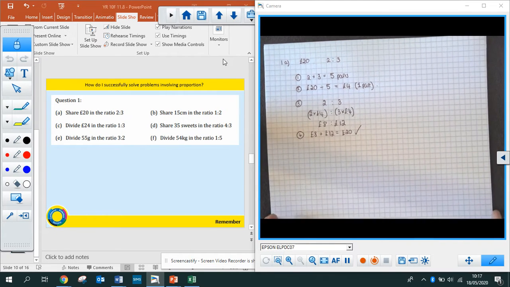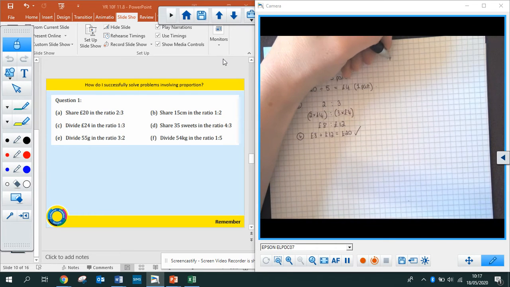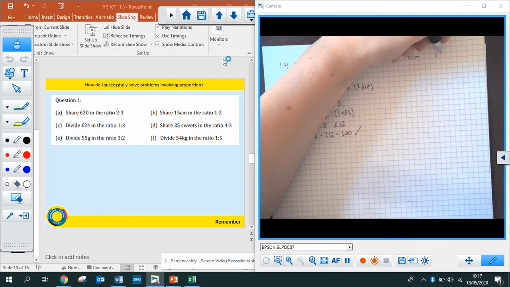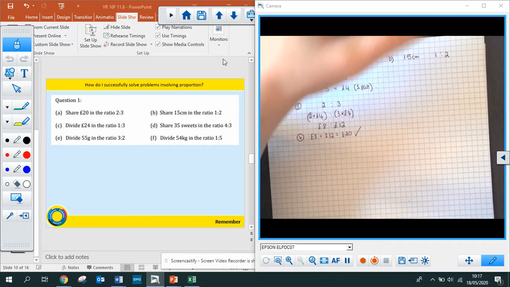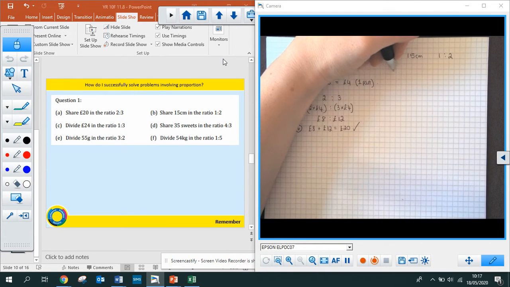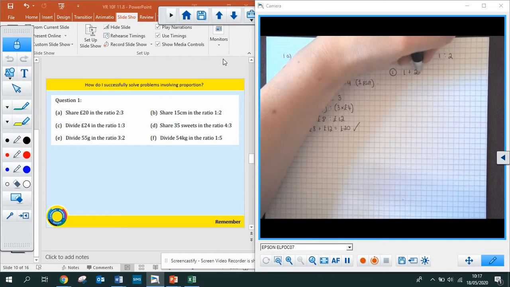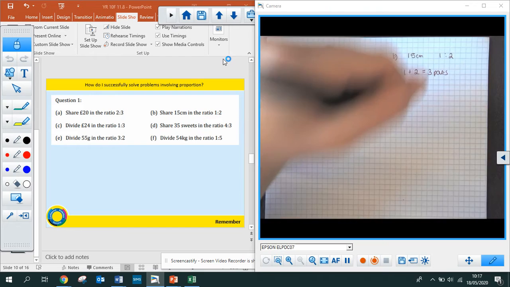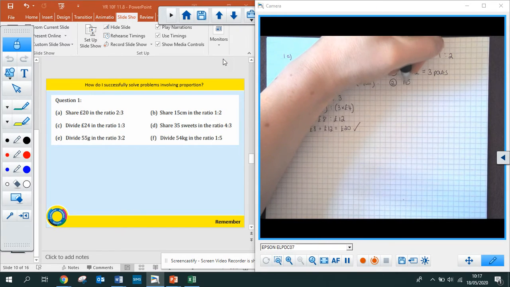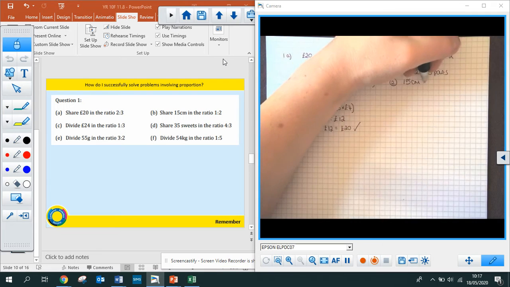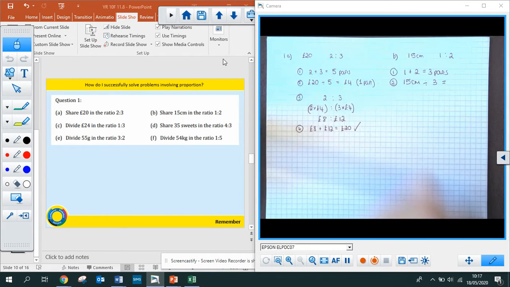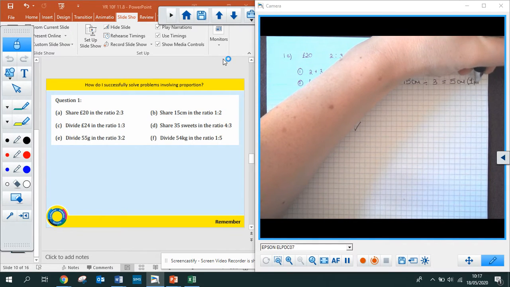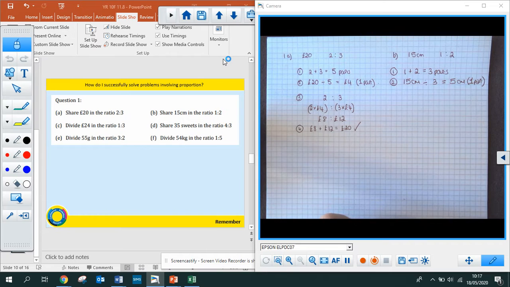Okay, let's try part B. Part B, we're sharing 15 centimetres in the ratio 1 to 2. So step 1, add your parts together, which gives you 3 parts in total. Step 2, divide the amount that you're sharing, so my 15 centimetres, by my total number of parts, so 15 centimetres divided into 3 parts. That gives me 5 centimetres. That's what one part is worth. One part of this ratio is worth 5 centimetres.